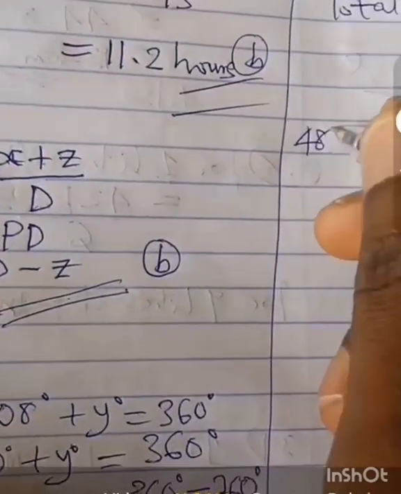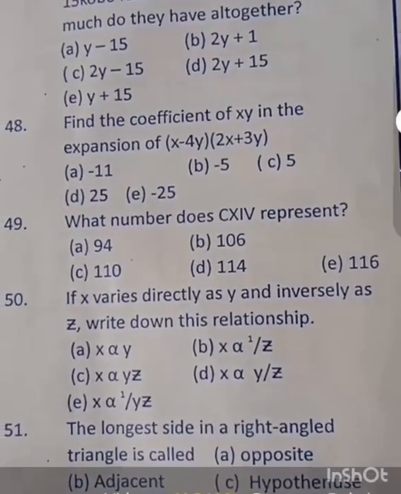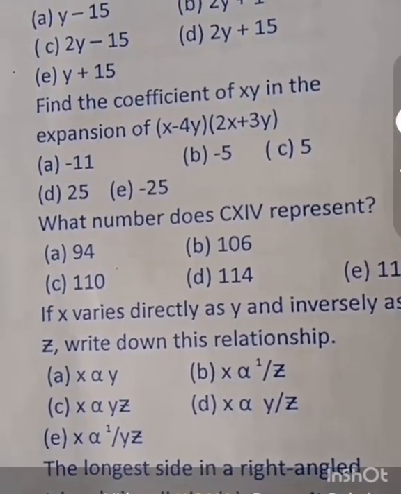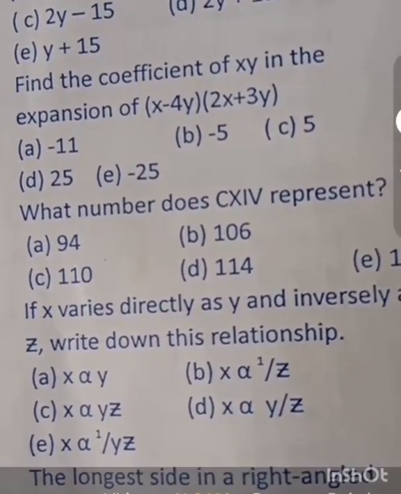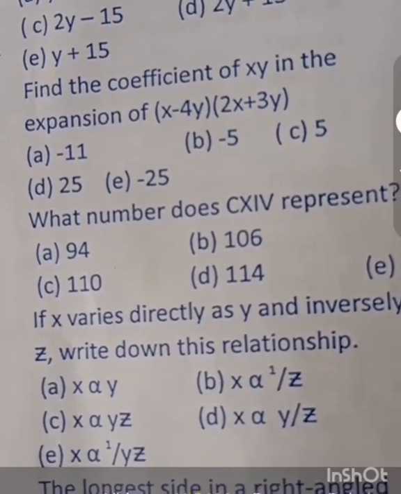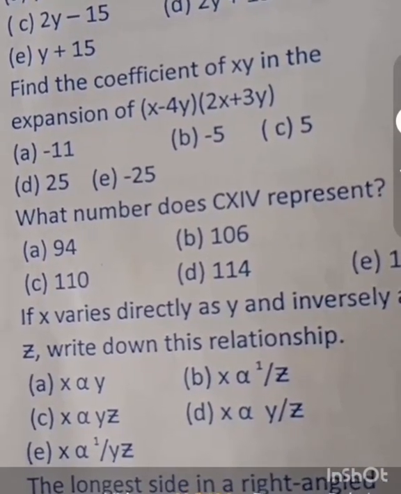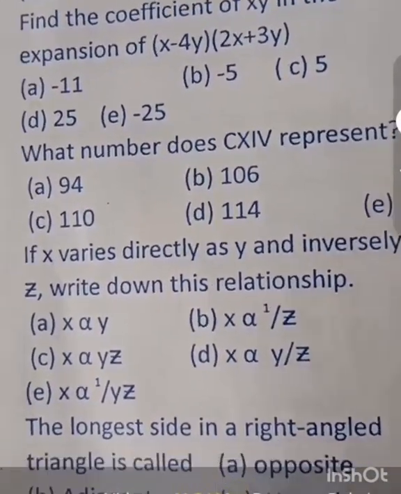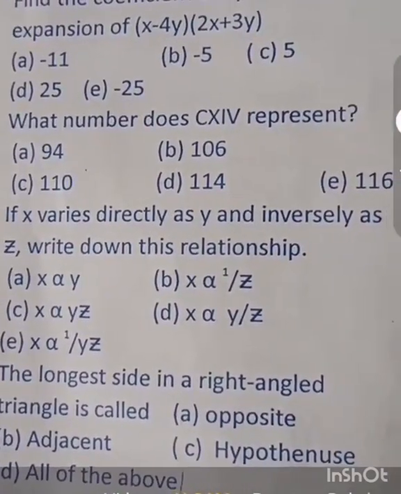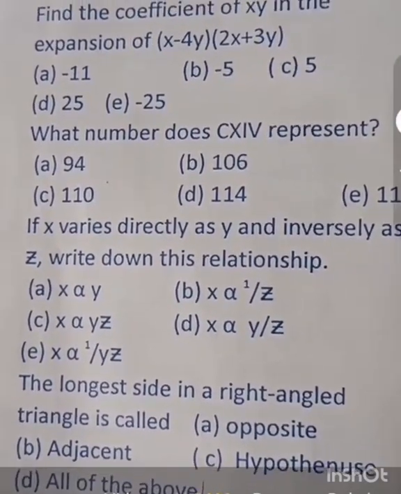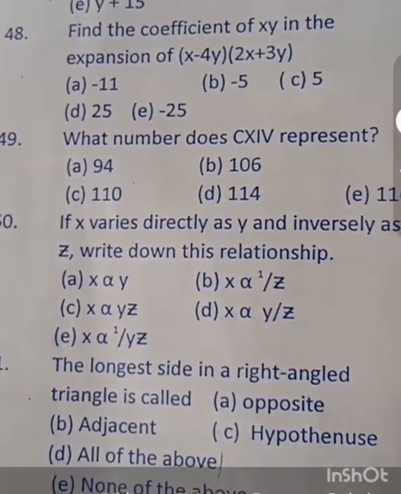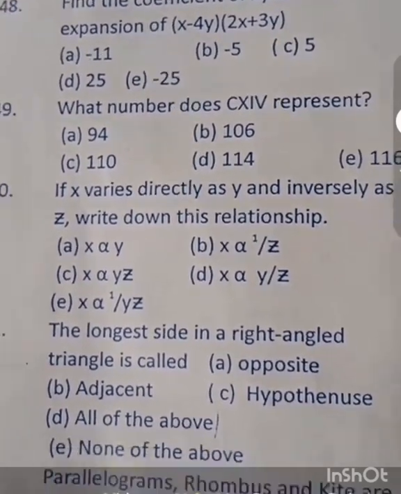Number 48. Now number 48, the question says, find the coefficient of xy in the expansion of bracket x minus 4y, into another bracket 2x plus 3y. We just have to expand this before we can get the coefficient of xy. So let's go ahead and expand this.